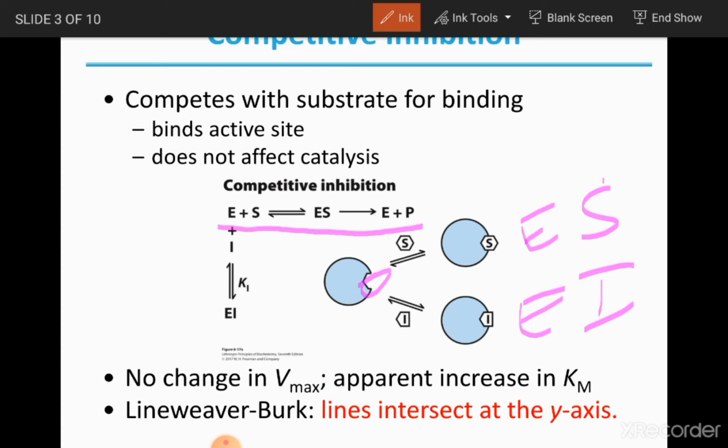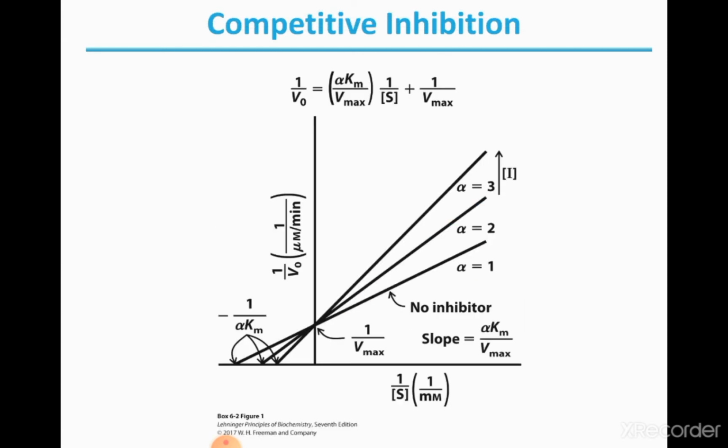From the kinetic point of view, what are the kinetic parameters that are going to change? There is no change in the Vmax, and there is an apparent increase in the Km. The LB plot lines intersect at the y-axis. Now let us look into this. This is the kinetic LB plot of competitive inhibition. There is no change in the Vmax, but the Km is going to increase. Here we can see the Km values 1, 2, 3 are different. The Km increases and there is no change in the Vmax.